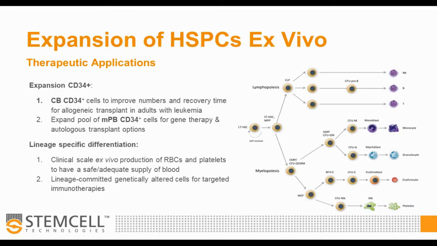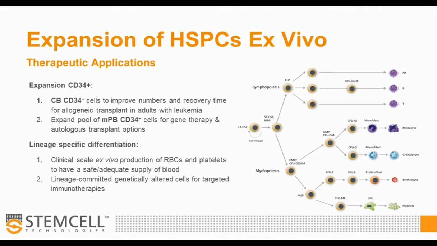So expansion of CD34 from cord blood has actually been looked at for the last 20 years to really try and improve, since cord blood has a limited number, the numbers of hematopoietic cells that have that engrafting function, as well as improve the recovery time for allogeneic transplants in adults with leukemia, and really open up that pool of cells that could be used to treat those patients.